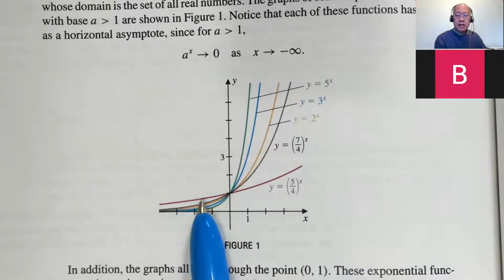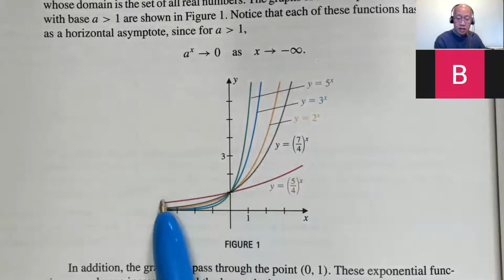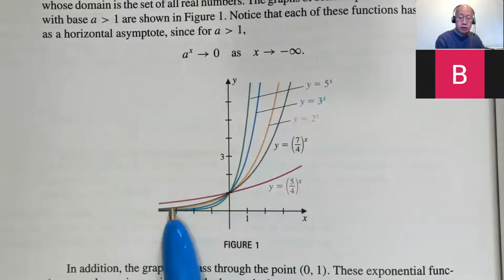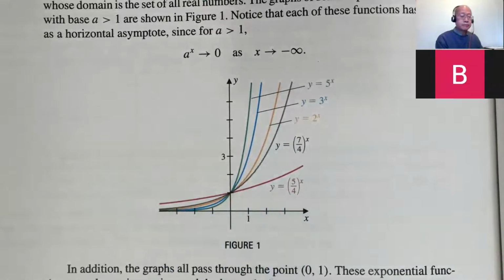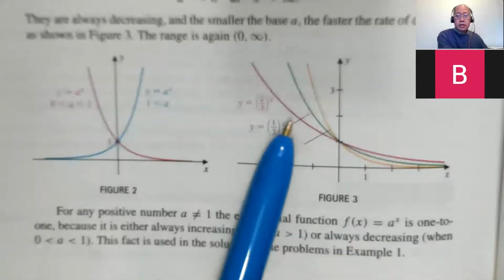But to the left of the y-axis, they switch. So notice this red one, it's the smallest here, but on the left side, it's the largest. You look at the green one, it's the highest here, but it's the smallest here. And all the in-between ones are in between. And if the base is less than 1, then they reverse, something like this.